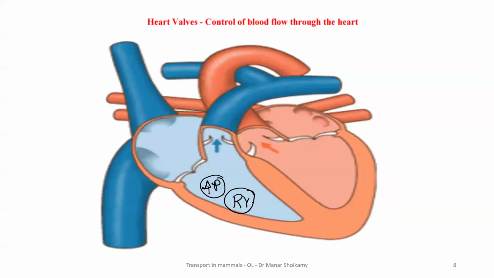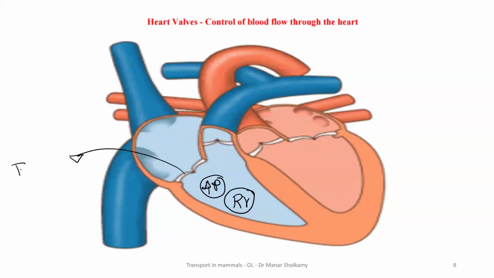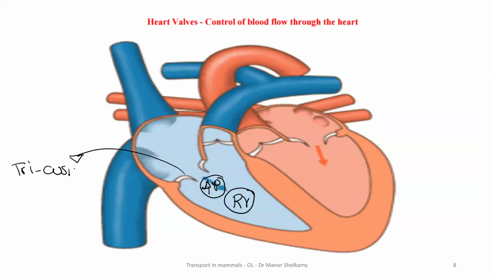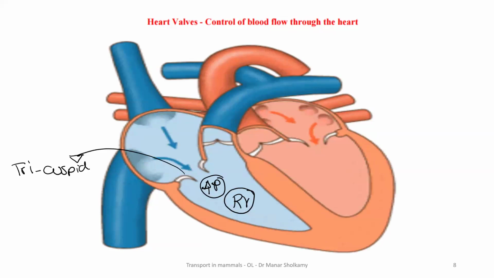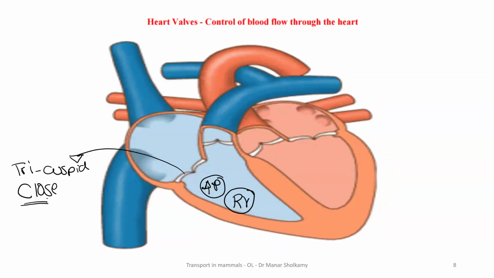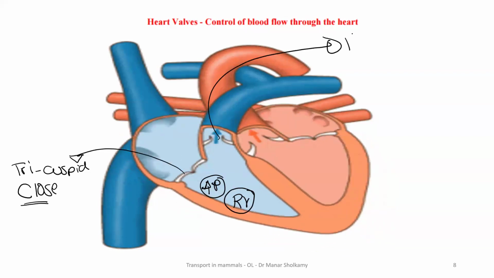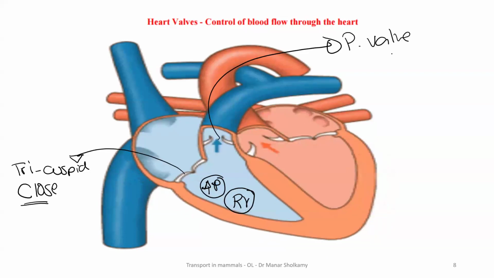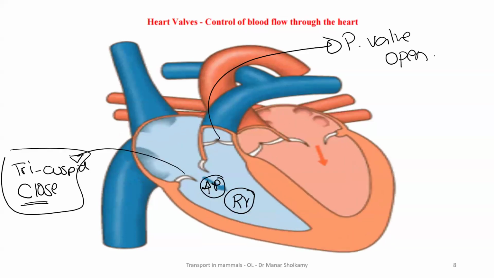The tricuspid will close and the pulmonary valve will open. Correct. So the tricuspid valve will close to prevent the backflow of blood, and the pulmonary valve, below the pulmonary artery, will open. Good. Now, why will the tricuspid valve close?